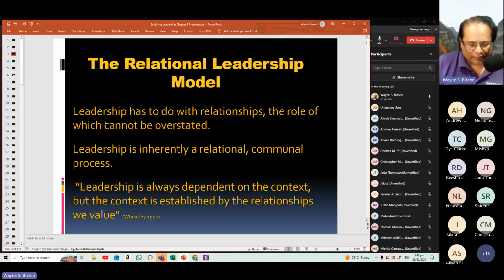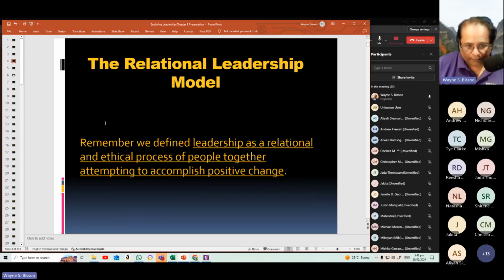So there's a symbiotic relationship between the context and the relationships that we develop in this model, so we have to pay attention to the two of them together. So remember, the definition is leadership as a relational and ethical process of people together attempting to accomplish positive change. This is to just remind ourselves of the definition that this model posits for us to look at.